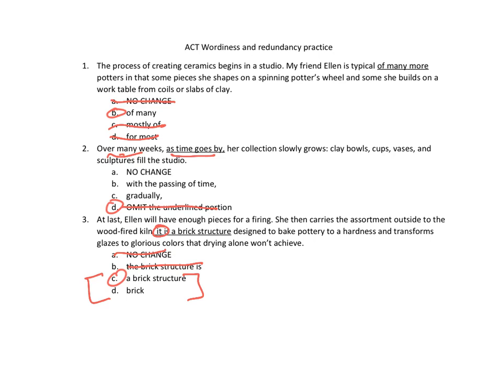So for this one, if you read it, she carries the assortment outside to the wood fire kiln, brick structure. Obviously, that doesn't make sense, right? But she didn't actually read the question. She was working on time. But so you would cross that one out. You have to have a brick structure there. Okay?